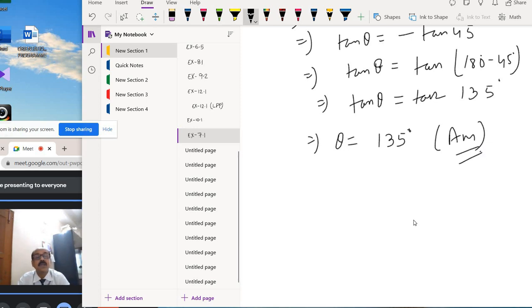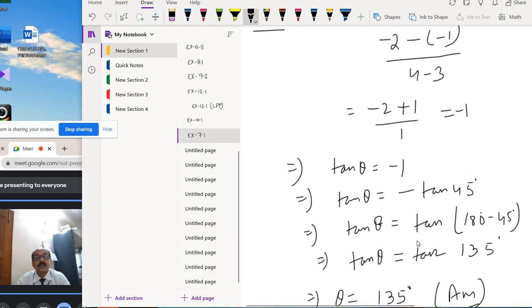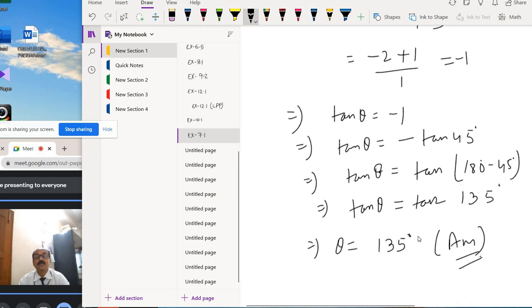All of you understand? Any question? Okay, written? So practice all of these, and practice all the NCERT questions, the examples also.